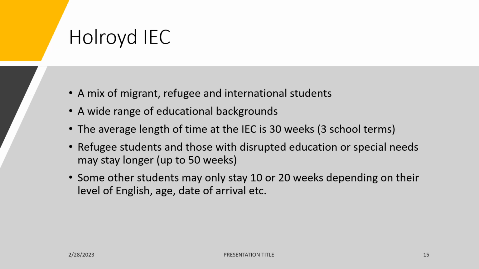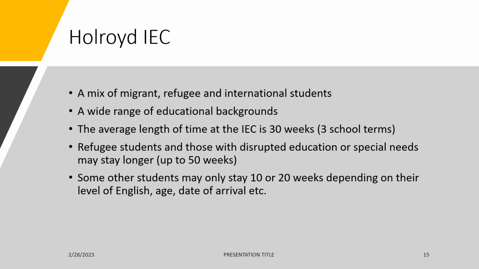My first one I worked at was Fairfield IEC, and then most recently Holroyd IEC, which is near Marylands and Parramatta area. So Holroyd IEC has a mixture of migrant, refugee and international students who attend. They can enrol at any point in time. There's a wide range of educational backgrounds. So some students have had regular schooling before arriving in Australia, and others have had disrupted or very little schooling.